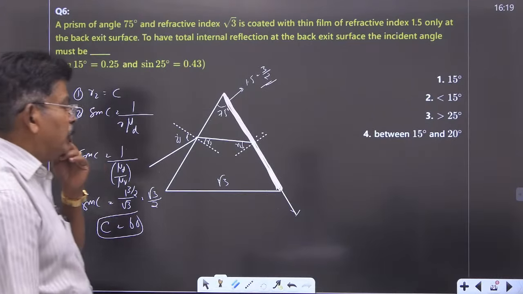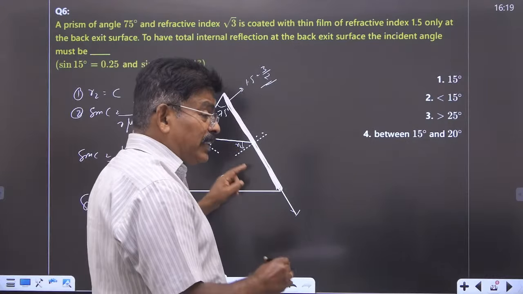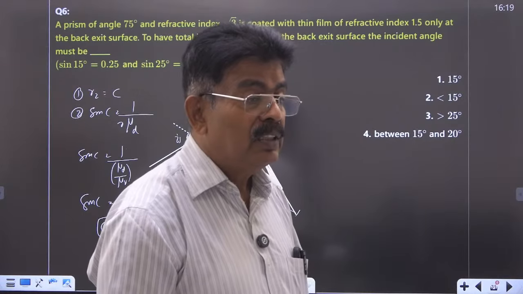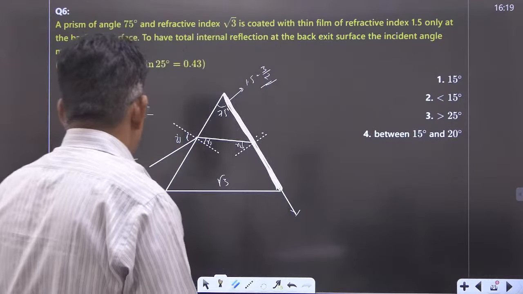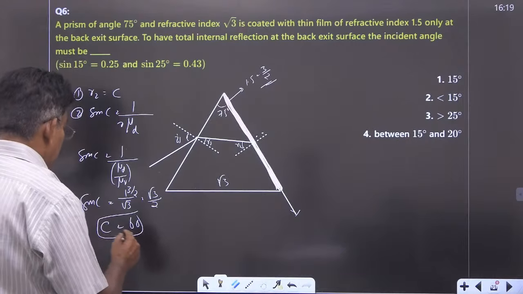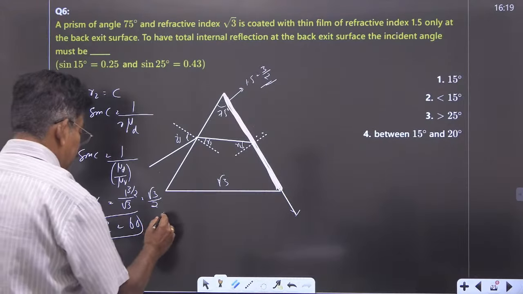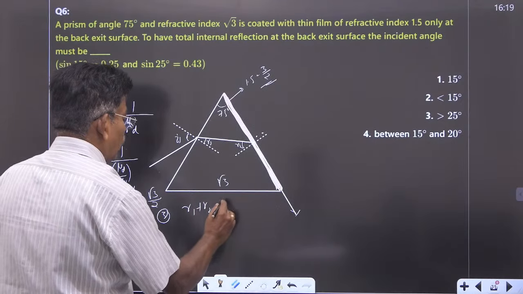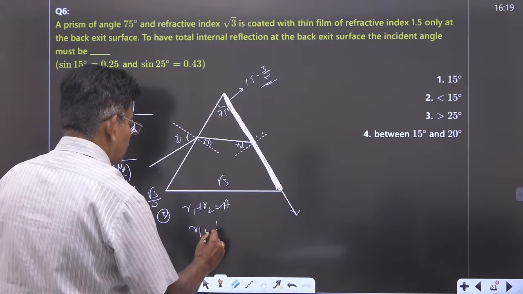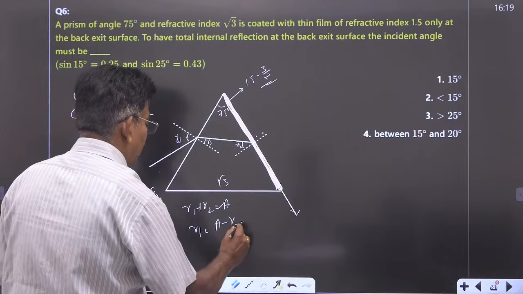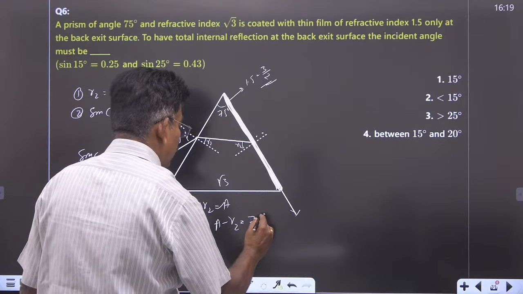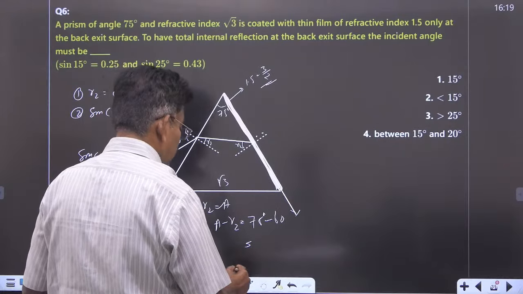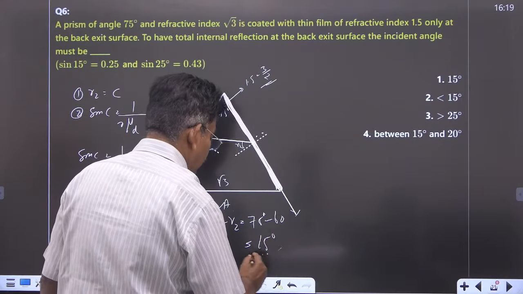That is the first information gap. This surface, if it just undergoes total reflection, this should be 60 degree. R2 is 60 degree and R2 is the critical angle. Then, the third point we are doing is that we know in a prism R1 plus R2 is the angle of prism. Therefore, R1 is coming to be angle of prism minus R2. Angle of prism is 75 degree, R2 is 60 degree. Therefore, because C is 60 degree, R1 is 15 degree.